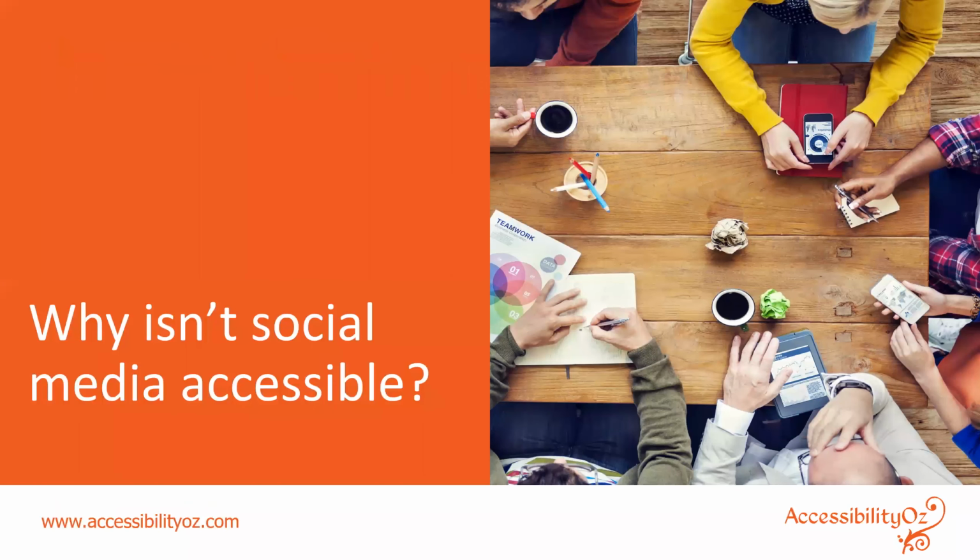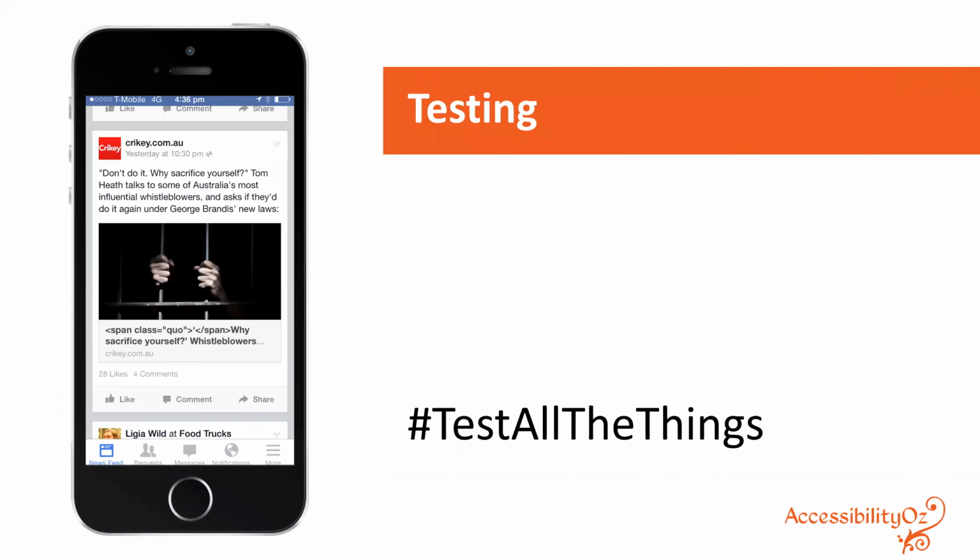So why isn't social media accessible? There's really one thing that shows you how social media is not accessible, and this is one example. This is Crikey. This is on Facebook, and this is a couple of years ago. It's advertising an article, and in the article headline is some code. So it says span class equals quo, end span, why sacrifice yourself? And it's not that Crikey just decided to put code in their headings.